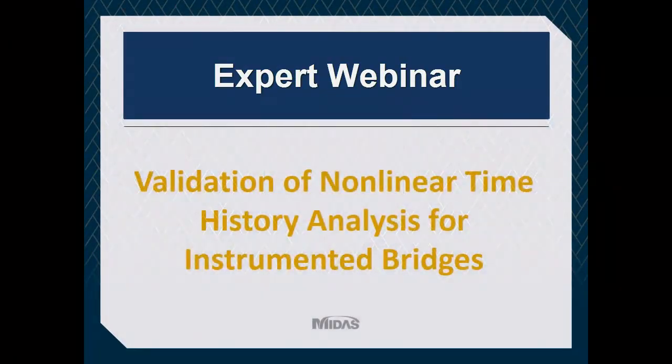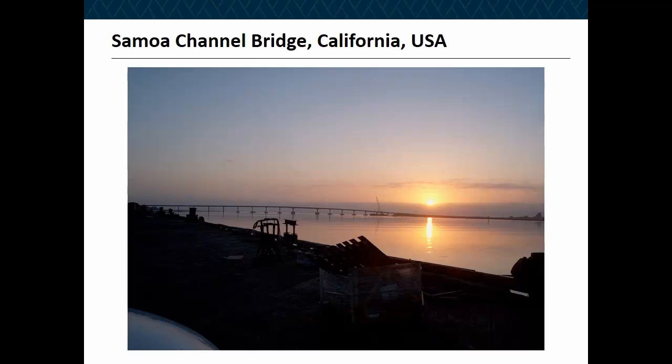Analysis for instrumented bridges. The particular structure that we're talking about is the Samoa bridge located in Northern California. This bridge has 22 supports, from abutment 1 all the way to abutment 22, and it has 20 columns supported on very massive pile foundation and pile caps. The bridge is a little bit over 2,500 foot long, and the width of the bridge is 34 feet, which is a two-lane bridge with 4-foot shoulder on each side.